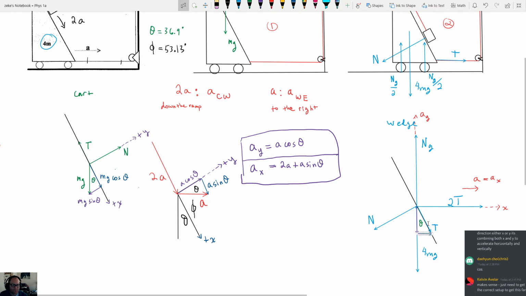Make that one dark blue. Extend this line a little bit.